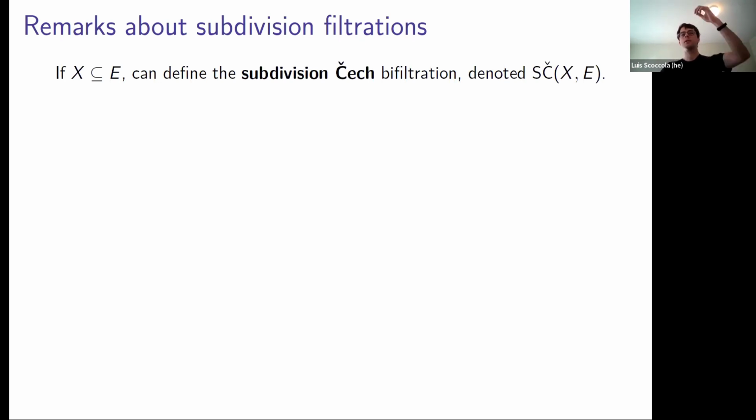In order to give the answers, I need to introduce the subdivision-Čech filtration, which is just the subdivision of the Čech filtration. You do the same thing as with the Vietoris-Rips filtration. Imagine you have a subset, in this case you can take it to be finite, of an underlying metric space. You take the Čech filtration, and then you take the subdivision of it. You filter by the dimension.